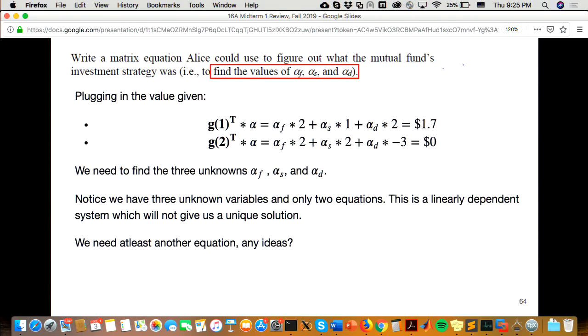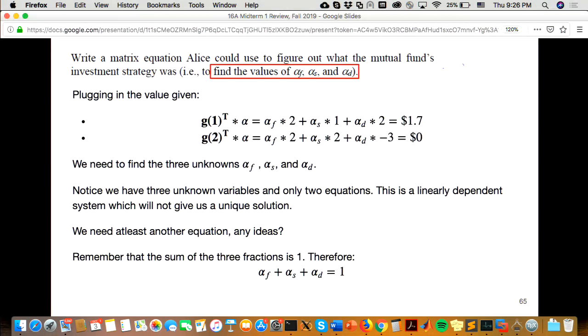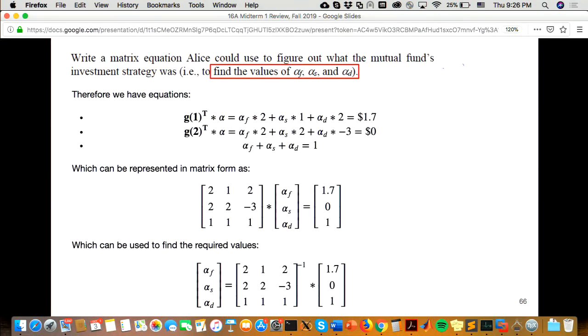Okay. Yeah. AF plus AS plus AD equals 1. And why do you say that? We were told at the beginning of the problem that the fractions sum to her money, which would also be $1. Nice. Did everyone hear him? Just to repeat: yeah, because they're fractions, they sum up to 1, which gives us the third equation that we need.